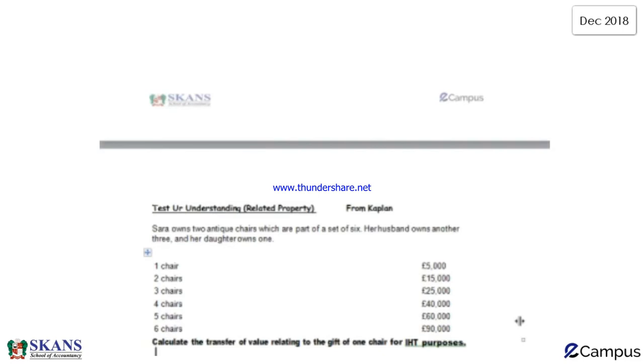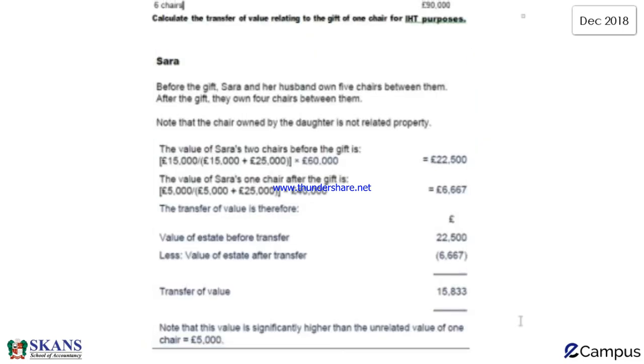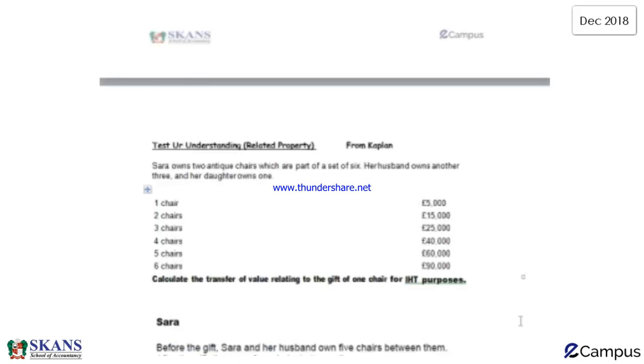Well, we did some examples of calculation of transfer of value earlier. So what is the difference between both of these? For that, you have to look into this example and notice what is the difference. Earlier, our client owned all the units and he was transferring some of them to his son. Right now, Sarah owns 2 antique chairs, which is part of a set of 6, and her husband owns another 3.